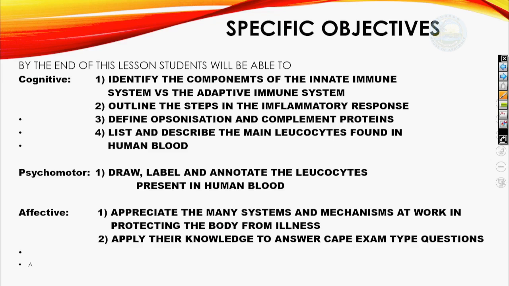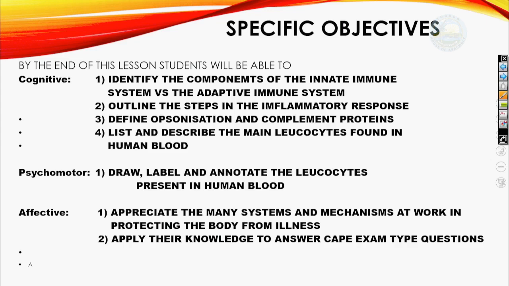Outline the steps in the inflammatory response. Define opsonization and complement proteins. Again, if you go online and check, there's a lot of information on that. It's not too important that you go too deep into it, but you need to have a general appreciation of how these things work together. Remember, they are part of the innate response, the innate response that is happening in your blood. So the innate response includes the physical, the chemical, and the things that are happening in the blood.